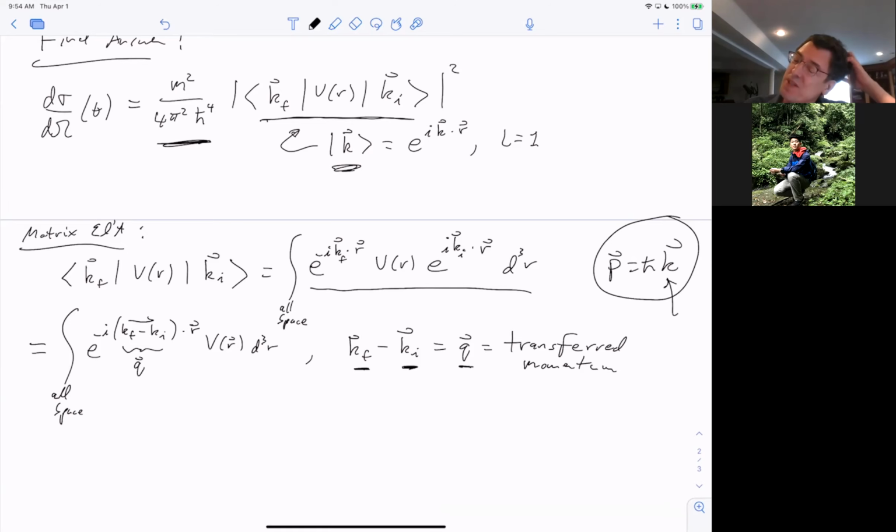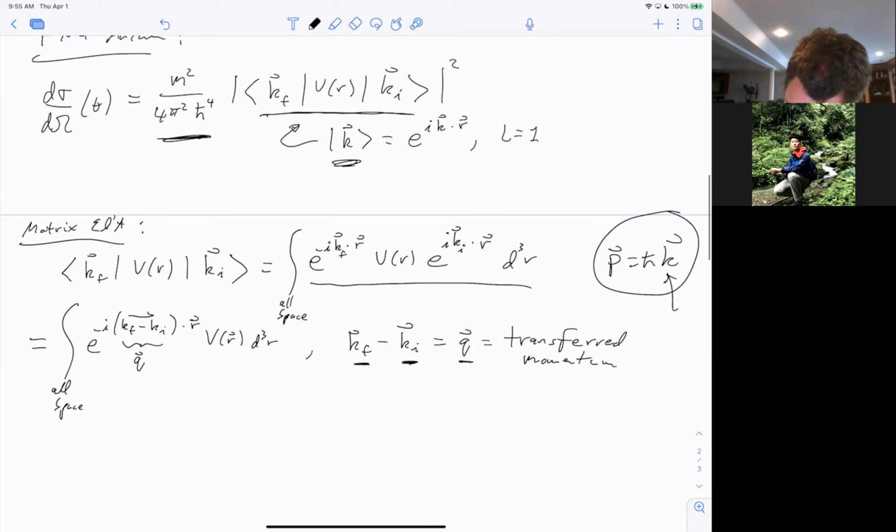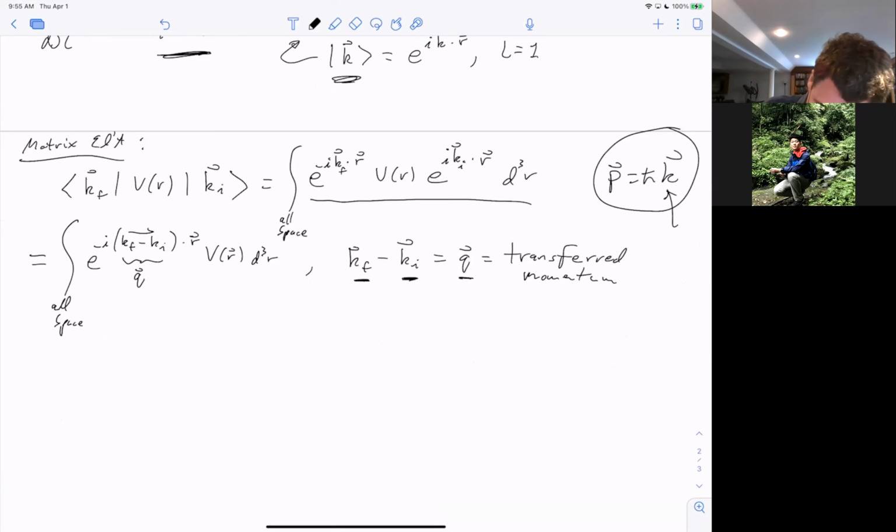The potential is giving that momentum to the particle. But what does it mean for the potential to give momentum to the particle? Because the potential is just sitting there. It's not like a car moving and two cars go bang. It's not like that. The potential is just sitting there, so how does it give momentum to the particle? Well, we're about to see that. If we look at this integral, it's e to the minus i q dot r times V of r. Now, here's the thing about these integrals.